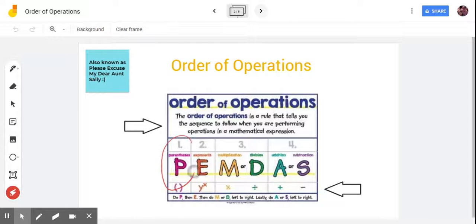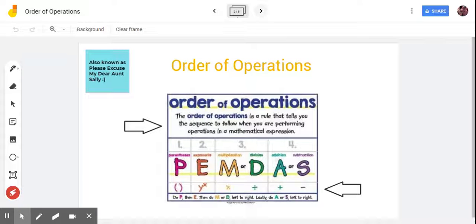First, you look for parentheses, then you'll look for exponents, then look for multiplication or division, whichever comes first when looking from left to right in a mathematical expression, and then the fourth step is addition or subtraction, whatever comes first when looking from left to right. And one way to remember this order is by remembering, please excuse my dear Aunt Sally.